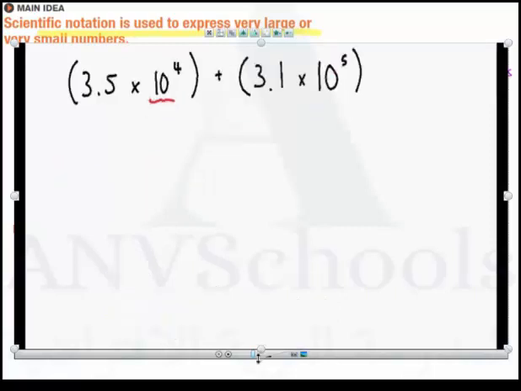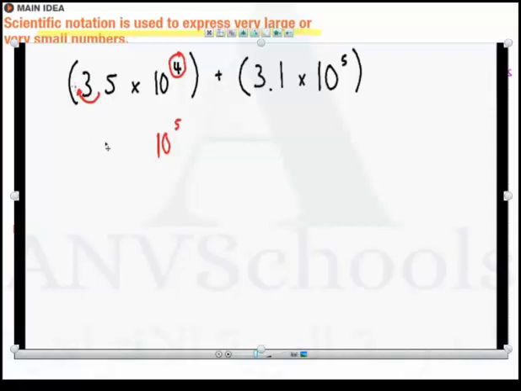So let's take an example where the powers are not the same. If the powers are not the same, as we saw earlier, you have to change this so that you ensure the powers are the same. We can change the smaller power and make it the bigger power, which is 5. We will do that by basically moving our decimal point, 1 unit to the left.